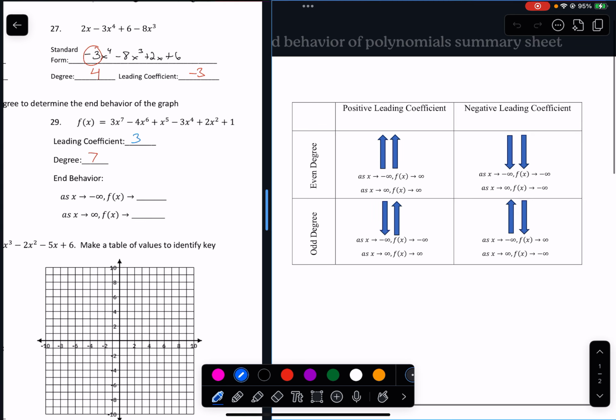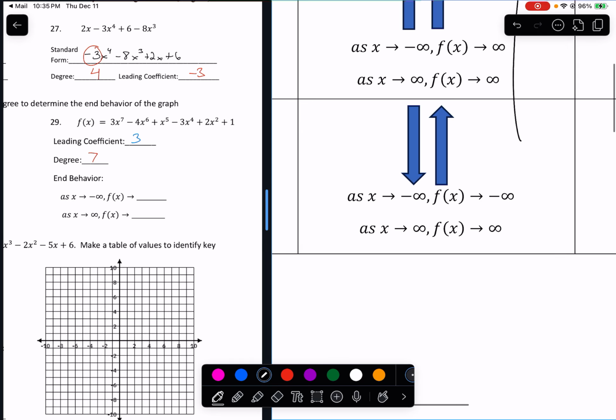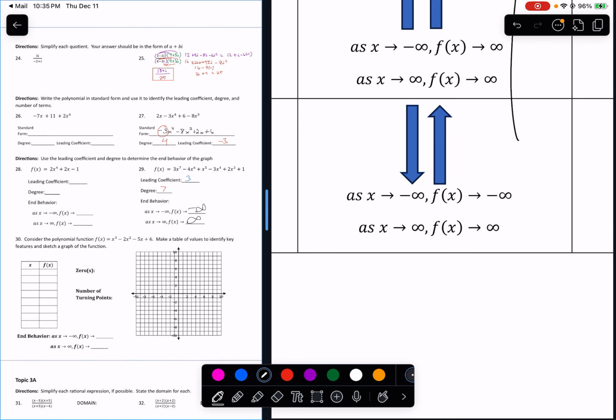And basically, by looking at the leading coefficient and the degree, here I have the end behavior, right? So since we have a positive leading coefficient and an odd degree, I got my end behavior here of as x goes to negative infinity, the function goes to negative infinity. And as x goes to positive infinity, the function goes to positive infinity.